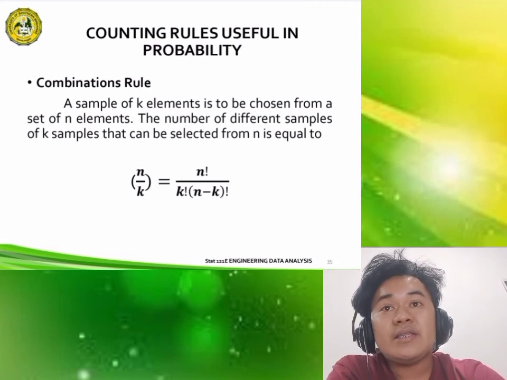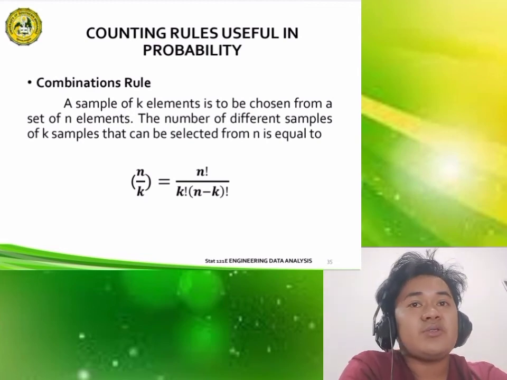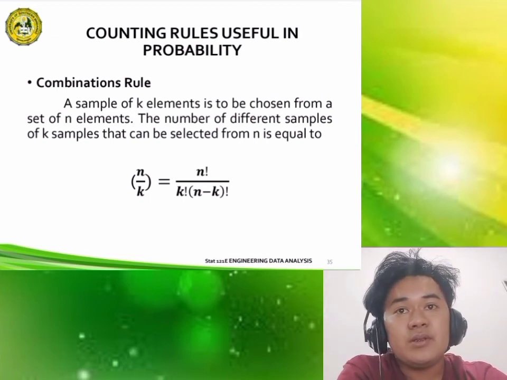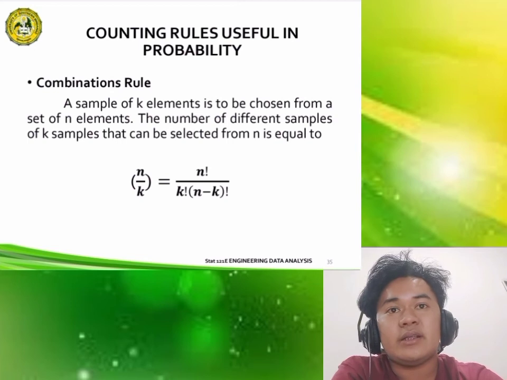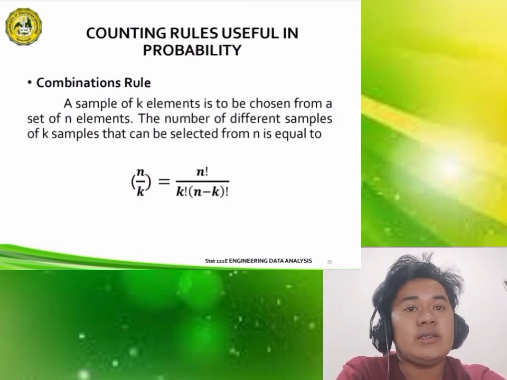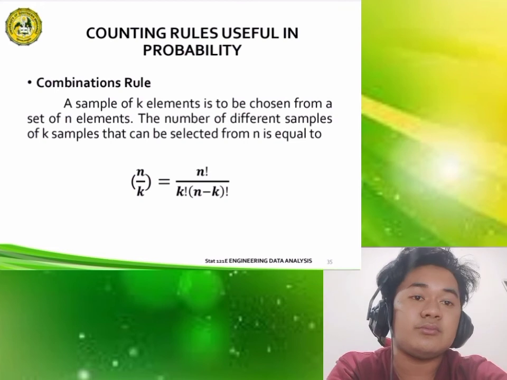Now for the last rule, which is the combinations rule. A sample of k elements is to be chosen from a set of n elements. The number of different samples of k elements that can be selected from n is equal to n choose k, which is equal to n factorial divided by k factorial multiplied by n minus k factorial.